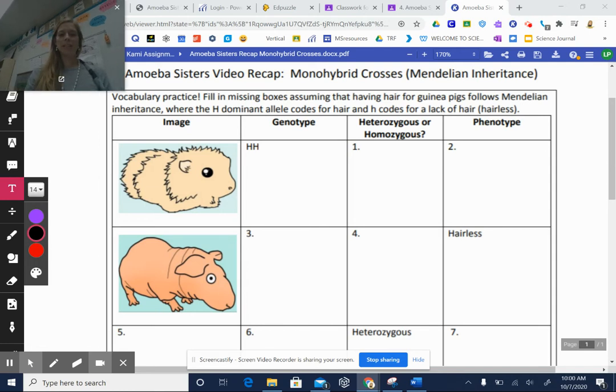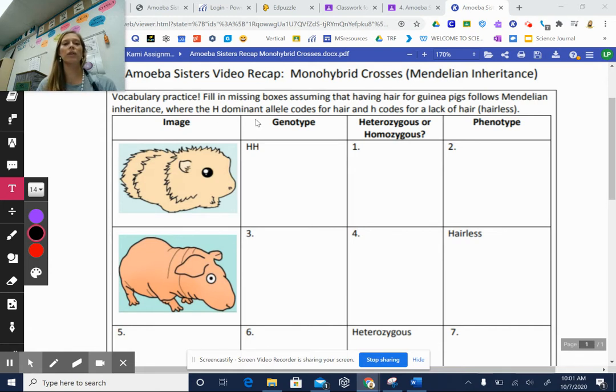Okay, so this is for a recap of the video that you watched with the Amoeba Sisters. You're focusing on the big H, the dominant allele. Remember, an allele is just one of the choices you've got of the gene, a different flavor of gene. Here we have an allele that codes for a guinea pig with hair, and the little h allele that codes for no hair. That's how you get the hairless guinea pig.